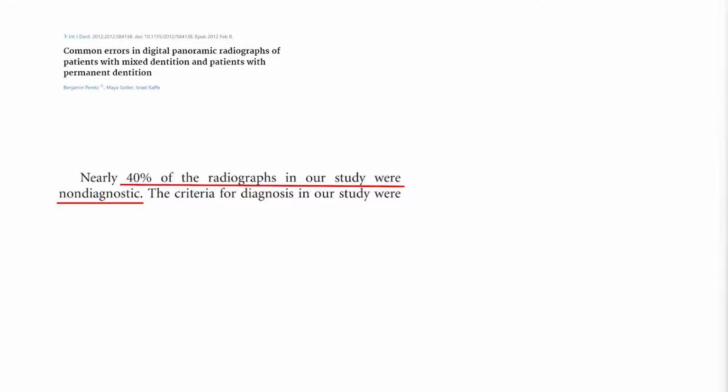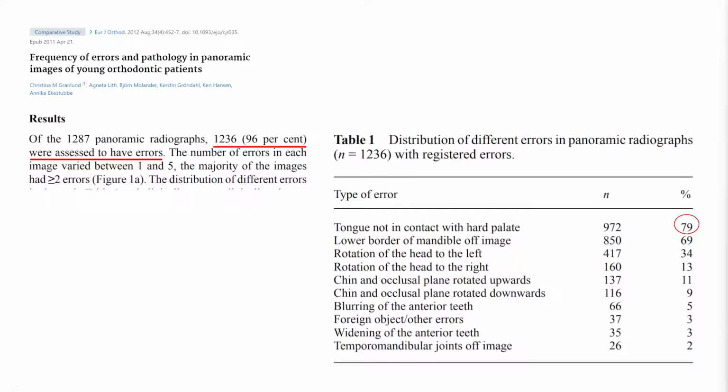So what did they find in the study done in Israel? In their study, 40% of the radiographs were non-diagnostic. That's 4 out of 10. This study is from Sweden and again published in 2012. And they show that 96% of their cases had errors and about 80%, 79 or 80% of the cases had tongue position error. That's 8 out of 10.